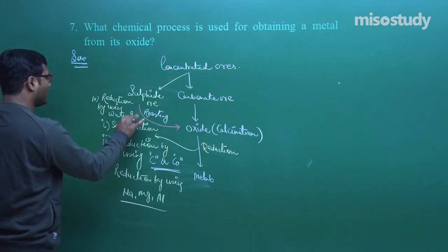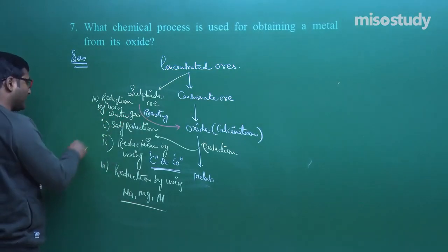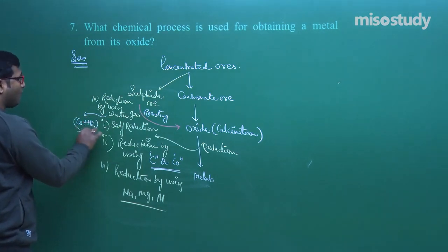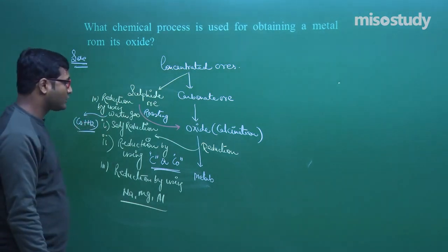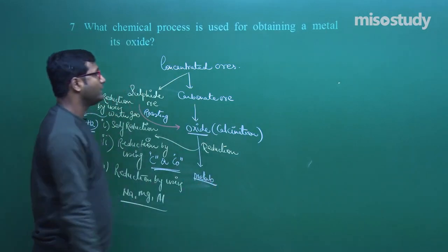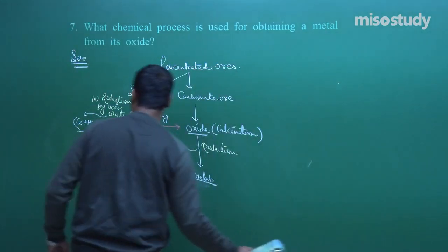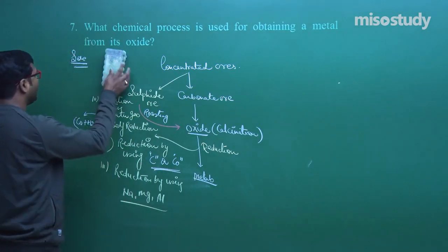Clear? Yes, water gas, that is CO2 plus H2. These are the total 4 methods which are used for the reduction, for conversion of oxide ore into metals. Clear, my friend? Yes, sir. Now I'm going to rub this part and let's move to the next question.